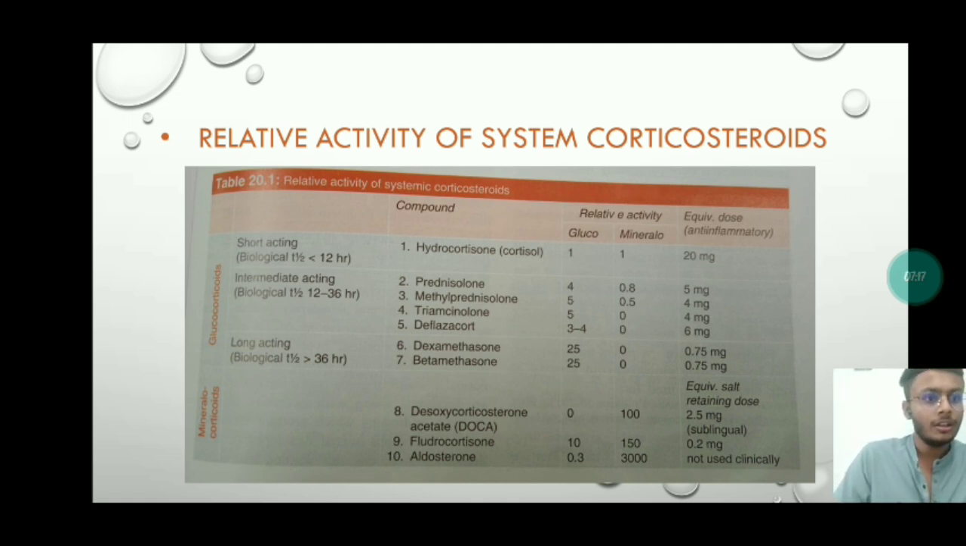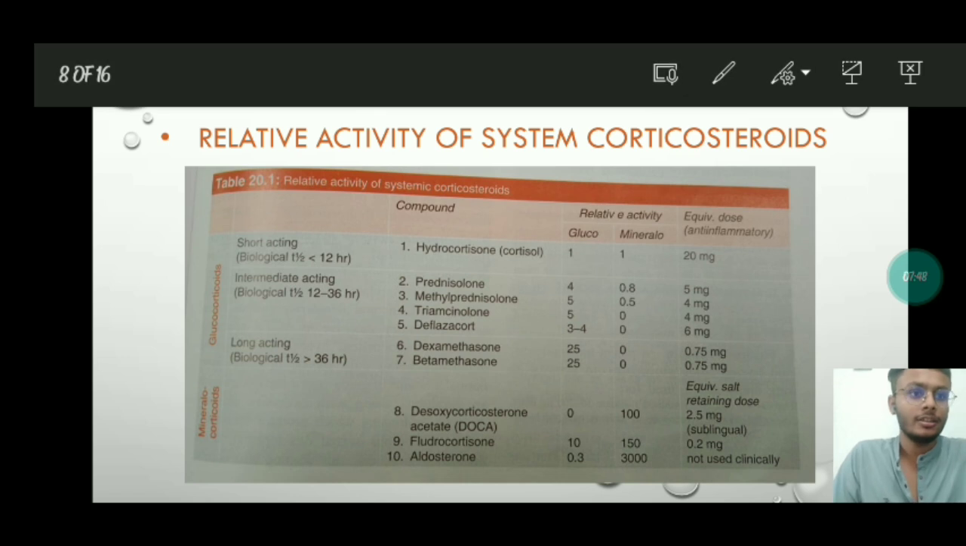Hydrocortisone or cortisol has both glucocorticoid and mineralocorticoid action in a 1:1 ratio. Okay, remember that. And we have 4 drugs which have zero mineralocorticoid action. So what are these drugs? These are triamcinolone, deflazacort, dexamethasone and betamethasone. And we have one more drug which has the highest mineralocorticoid action, and that drug is aldosterone.